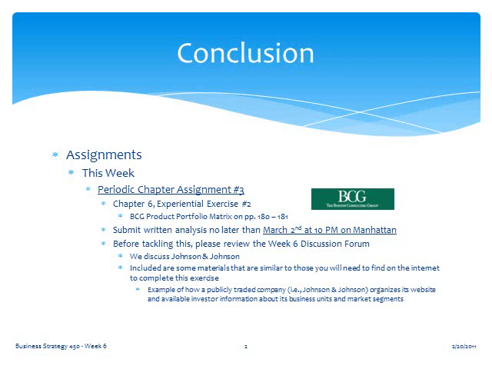Included in my supplemental materials are some materials that are similar to those that you'll need to find on the internet to complete this experiential exercise. The exercise is set up in a way that you're supposed to select a company and then do some research on it. And the Johnson & Johnson materials, which I've posted, has an example of how a publicly traded company, which is what you're supposed to choose, like Johnson & Johnson, organizes its website and available investor information about its business units and market segments, which is precisely what you're going to be asked to do, which is to evaluate business units of a diversified publicly traded company.